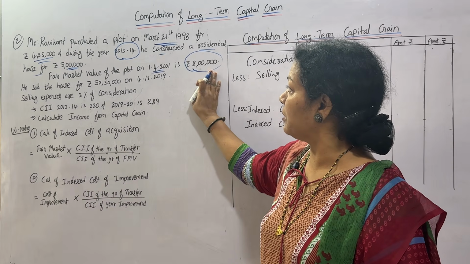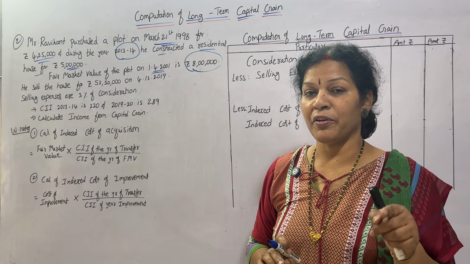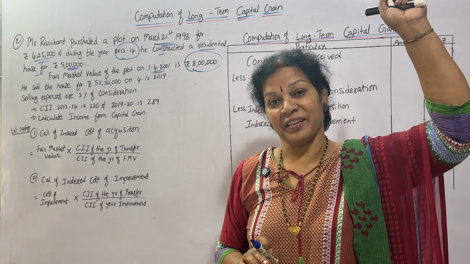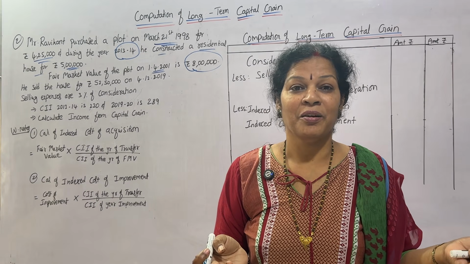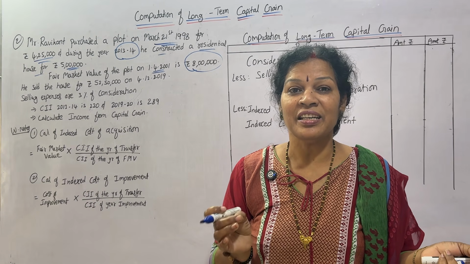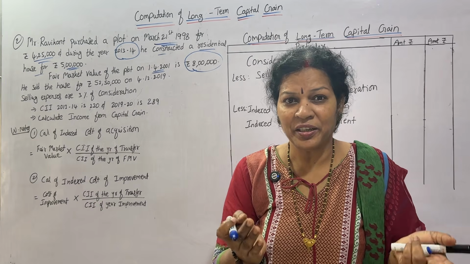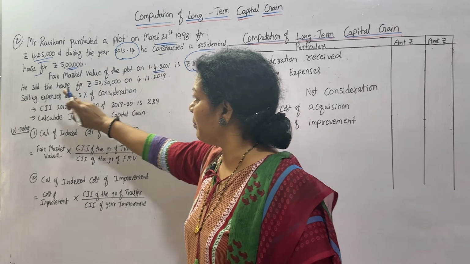Okay, this we are going to take as if purchased on 1/4/2001, meaning the beginning year. Beginning year means what was the CII? CII 100, it started with 100, right? So, point to be remembered.